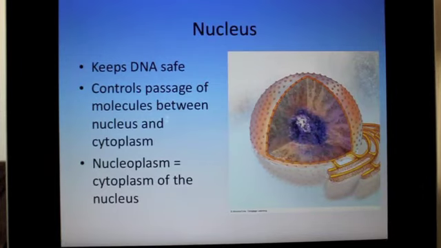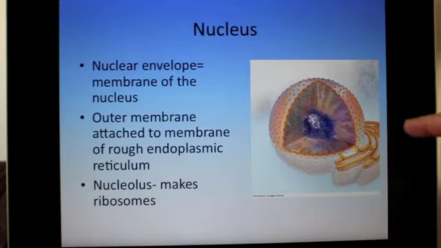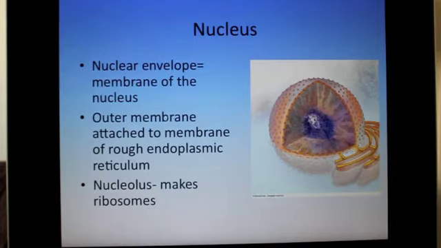The nuclear membrane, also called the nuclear envelope, controls the passage of molecules between the nucleus and the cytoplasm. So it really guards the DNA. Occasionally you'll hear the term nucleoplasm. Don't worry about it for the test, but this is the cytoplasm of the nucleus, so the goopy stuff in there. The nuclear envelope or nuclear membrane is the membrane of the nucleus. The outer membrane is attached to this organelle, which we'll learn about soon, called the rough endoplasmic reticulum. Also in the nucleus, you'll find this region here, which is the nucleolus. This is where ribosomes are made.